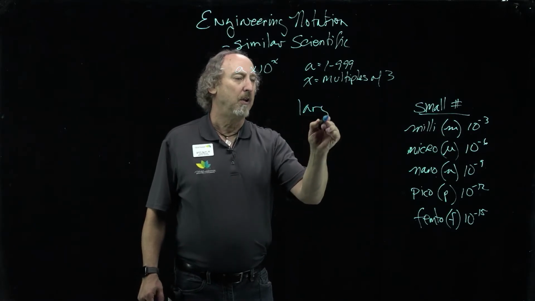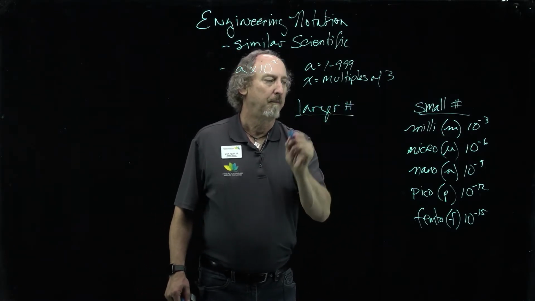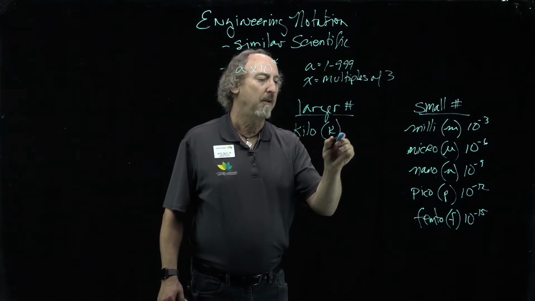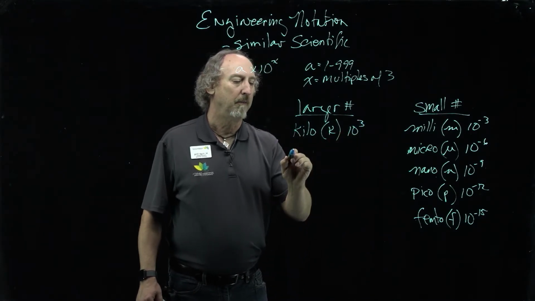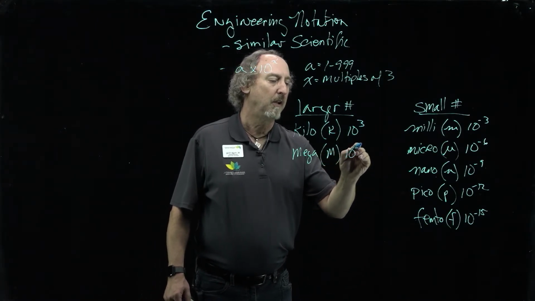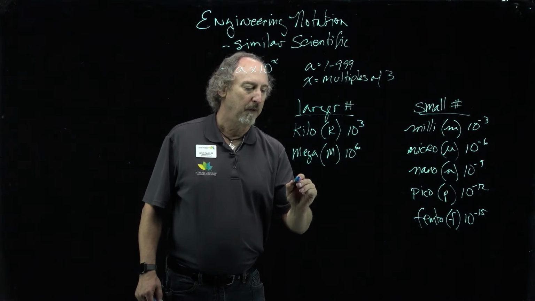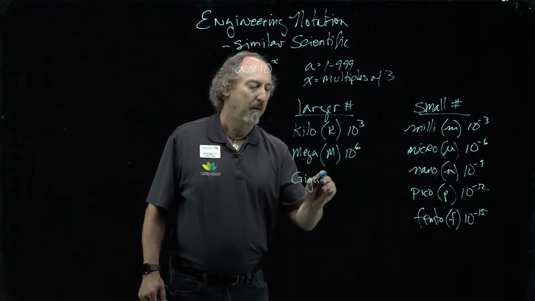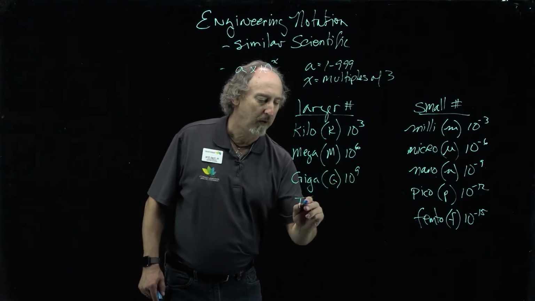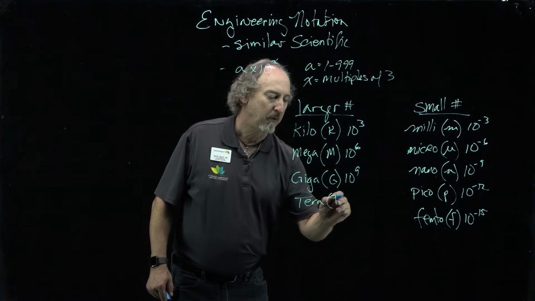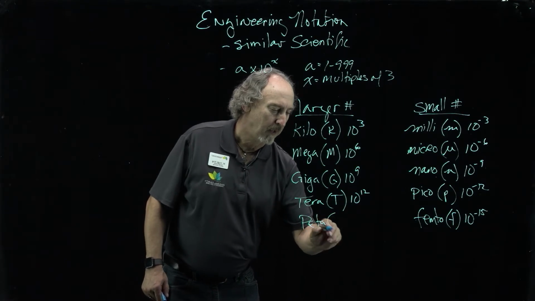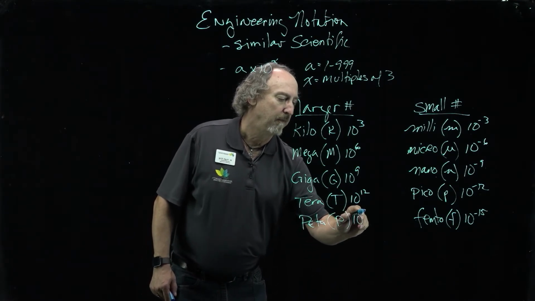For larger numbers, we have kilo, capital K, and that's 10 to the third. We have mega, capital M, 10 to the 6. We have giga, 10 to the ninth. We have tera, capital T, 10 to the 12th. And we have peta, capital P, 10 to the 15.